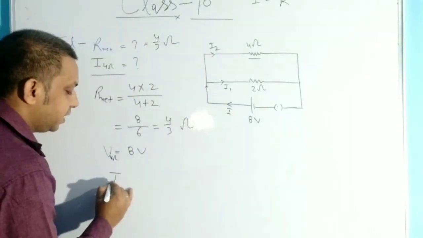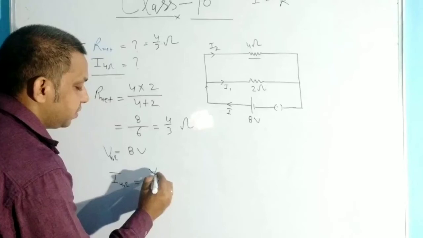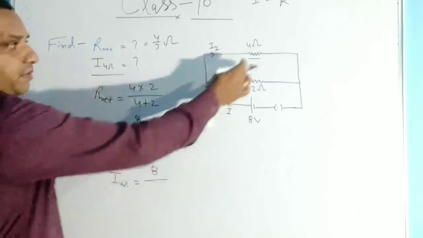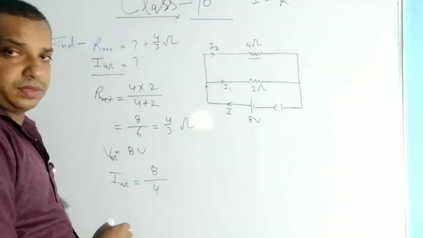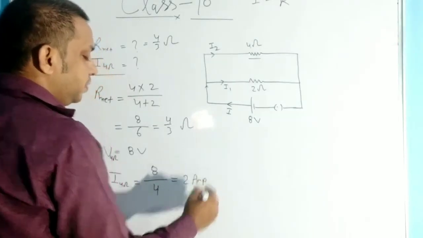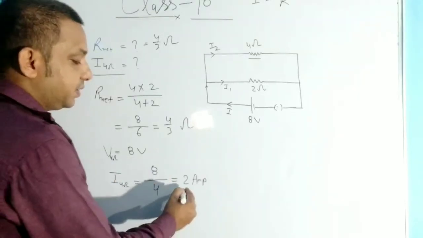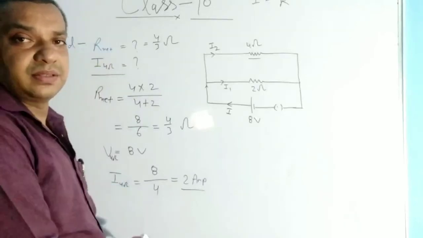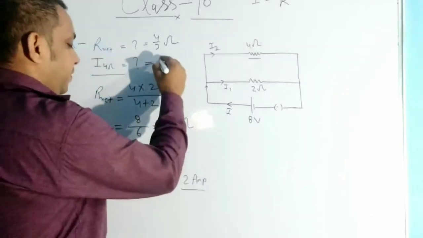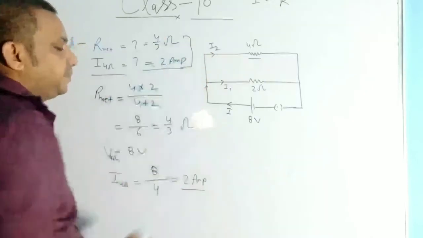So the value of the current across the 4 ohm resistor is the voltage across it, I am writing it directly, 8 divided by the value of the resistance, which is 4. Right? So you will get 2 ampere, because both units are in the MKS system, the voltage in volt and the resistor in ohm. That is why you will get the current in the MKS system, which is ampere. So the second part of the answer is 2 ampere. So these two are the answers.